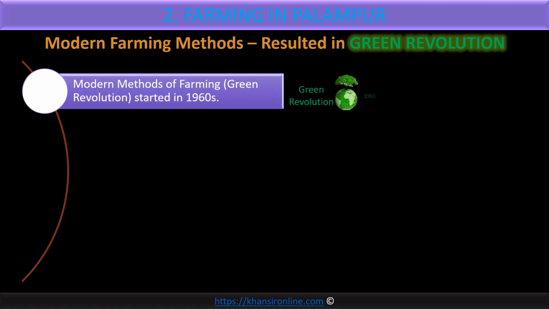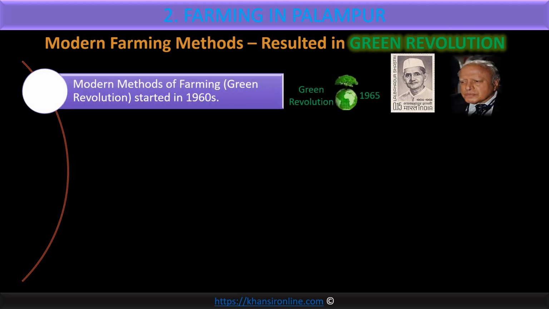The modern farming method we started to use in India in the 1960s. To be more precise, 1965. At that time, the Prime Minister of India was Lal Bahadur Shastri. Of course, in 1966 he died also. And the agricultural scientist, Dr. S.M. Swaminathan, can be said to be the father of the Green Revolution in India. So in 1960 it started.